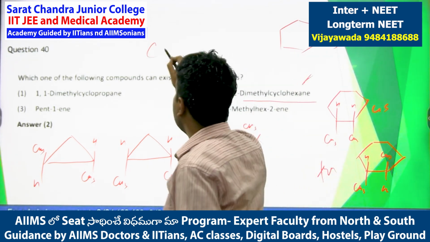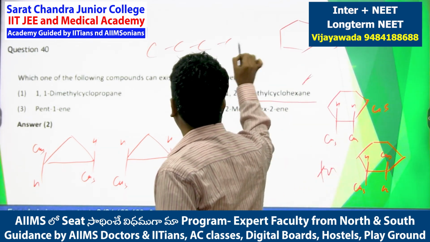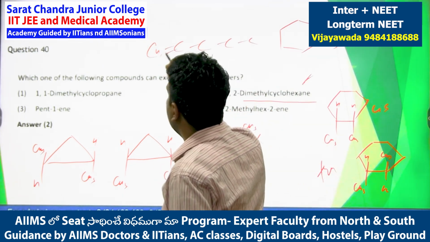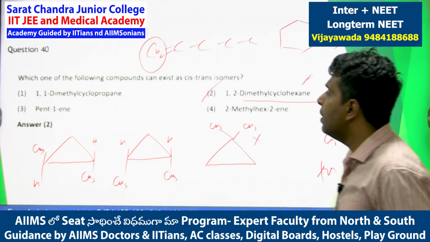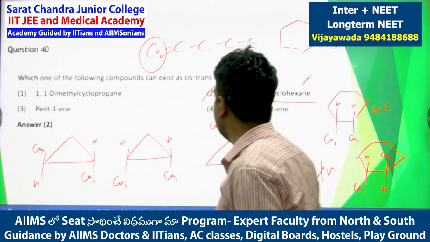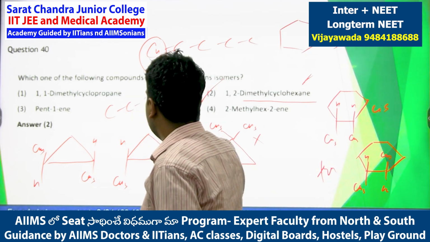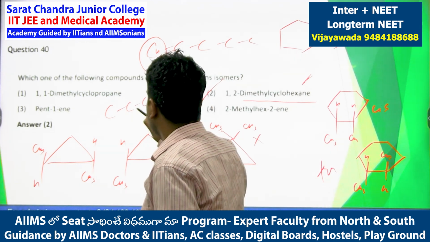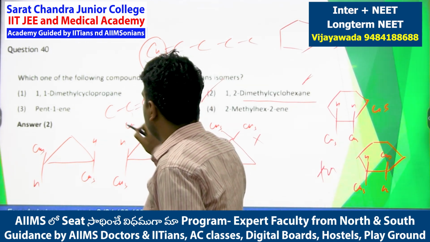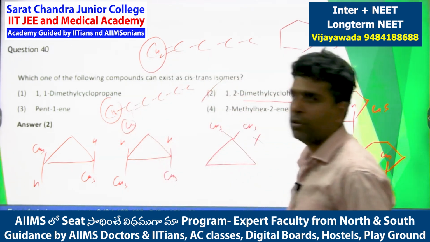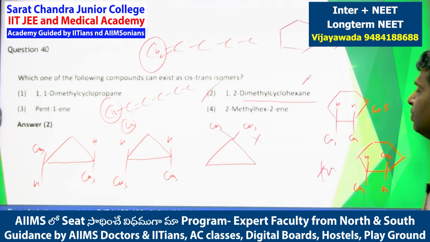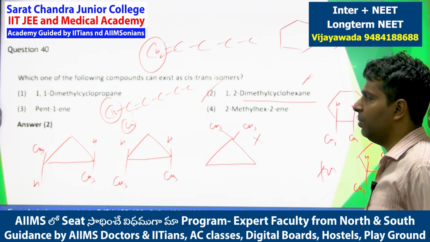Pent-2-ene. Pent-1-ene will not show geometrical isomerism, as both the groups are the same on this carbon atom. Then 2-methyl-hex-2-ene. 1, 2, 3, 4, 5, 6. Hex-2-ene with 2-methyl. On this carbon atom, both the groups are the same, so this will also not show cis and trans type geometrical isomerism. So the answer will be the second option.